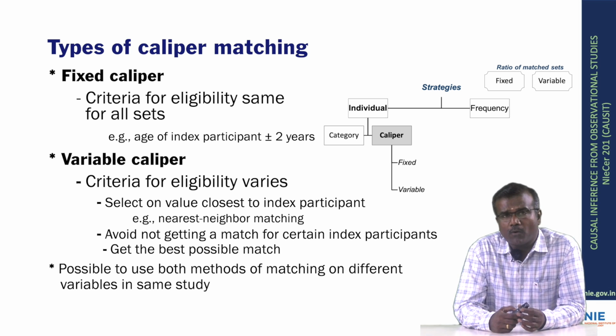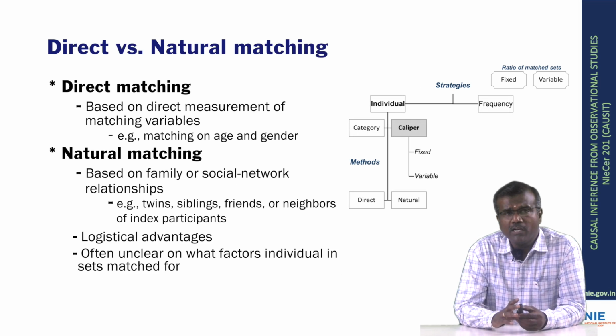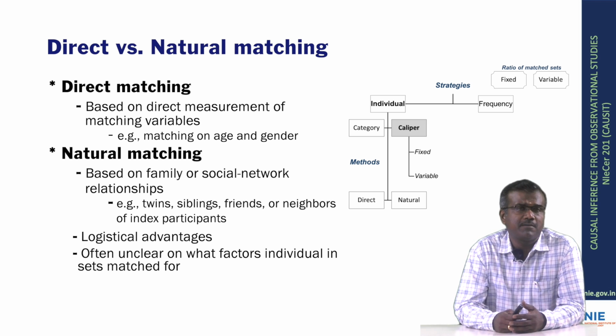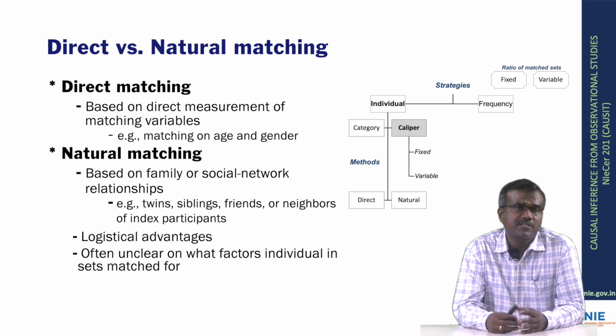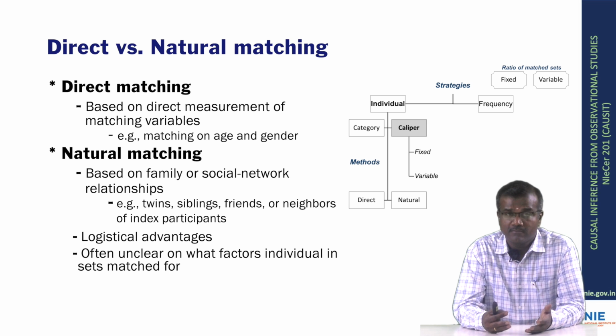However, we can also employ both the methods of matching on different variables in the same study. The individual level matching could also be direct, or sometimes it is done naturally. When we say direct, the matching is based on directly measuring the matching variables. For example, matching on age and gender is direct matching. The natural matching is based on a naturally occurring unit. It could be based on family or social network relationships. For example, twins, siblings, friends or neighbors of index participants are referred to as natural matching.